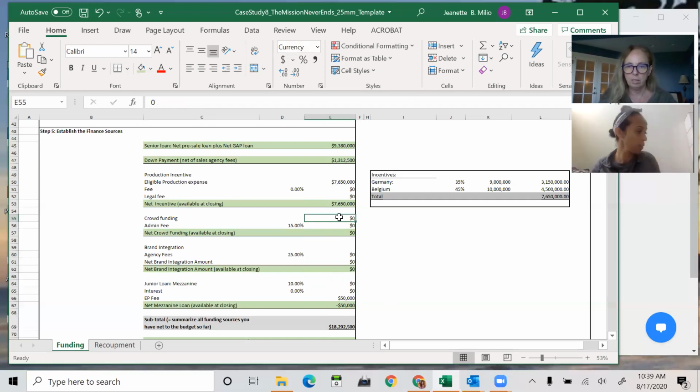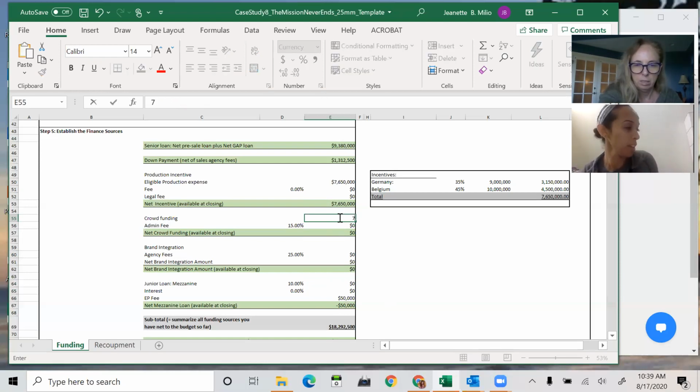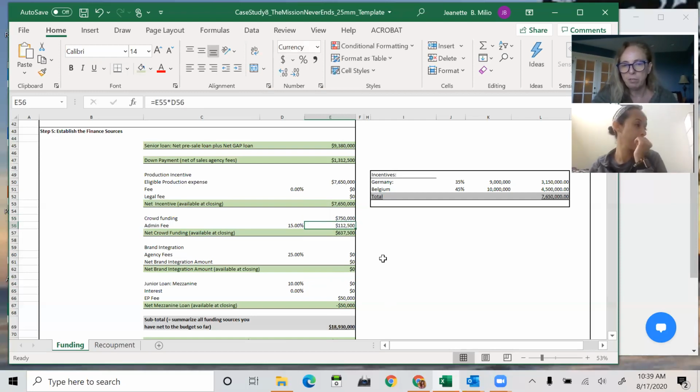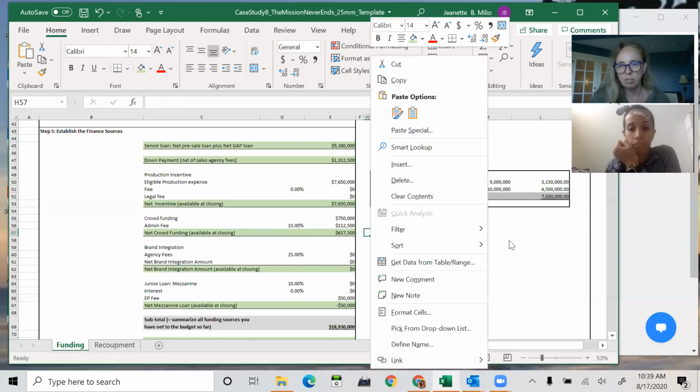So crowdfunding is provided for at $750,000. Okay, so I'm just going to put that in here. And then I think we have to pay 15%, right? 15% commission to be deducted, 3% back end requested. Yeah, back end we deal with in the recoupment, but we're deducting the commission here, and that's how we get to 637,500. Is that clear to you, what I just did?